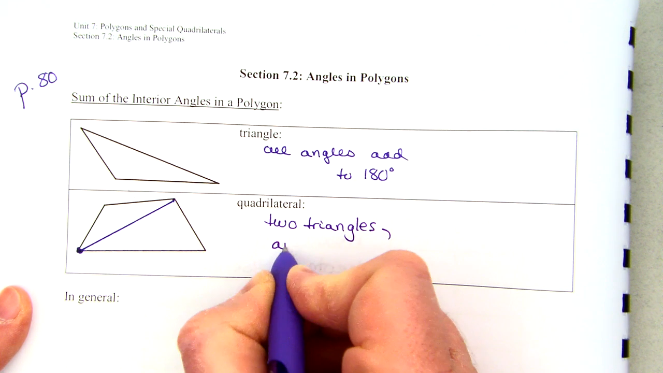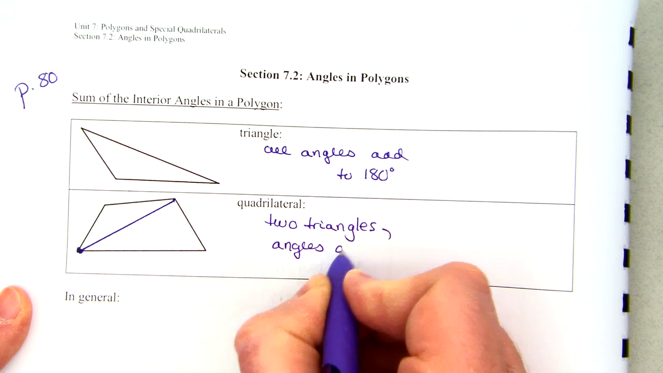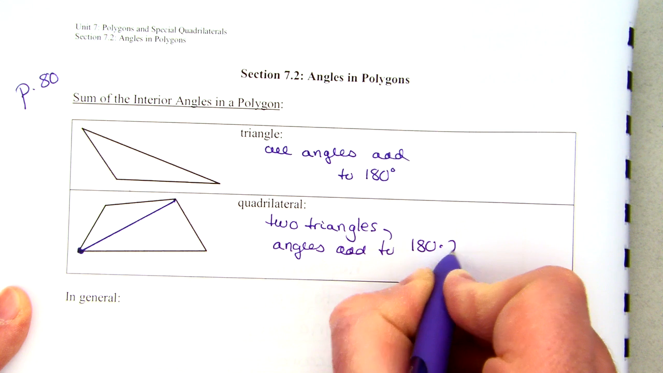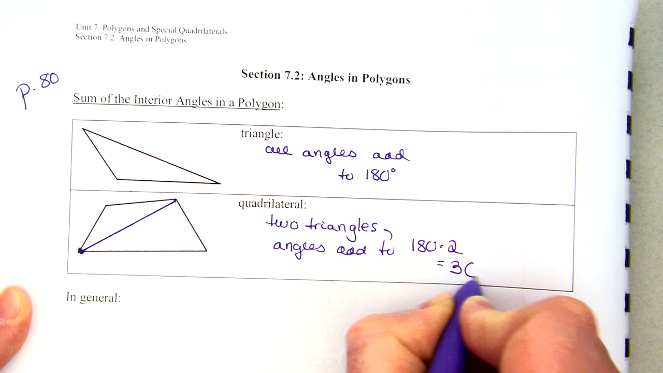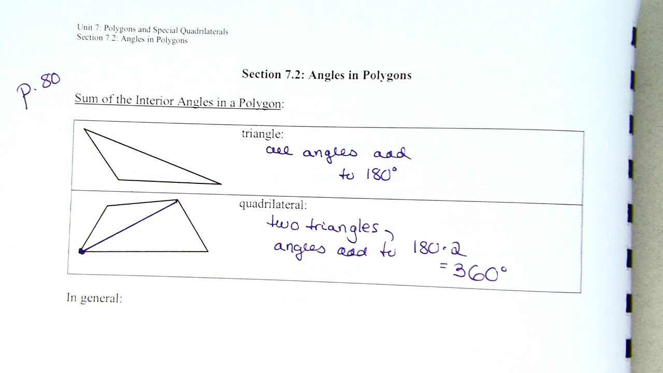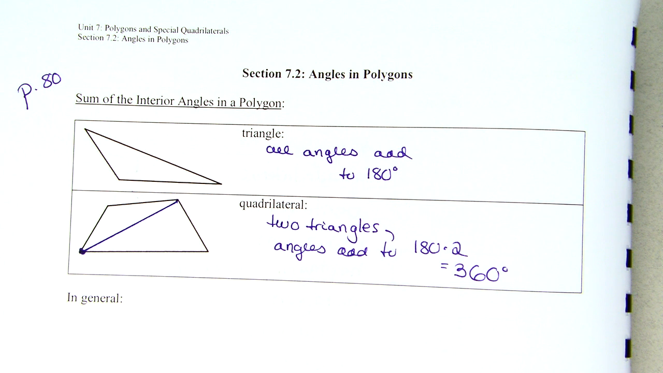So the angles add to 180 times 2, which is 360 degrees. And that's really what we're going to do for all of these polygons. We're not going to just know, oh, an octagon adds to this. We're going to try to make some triangles, figure out how many triangles we made, and then do some multiplication.